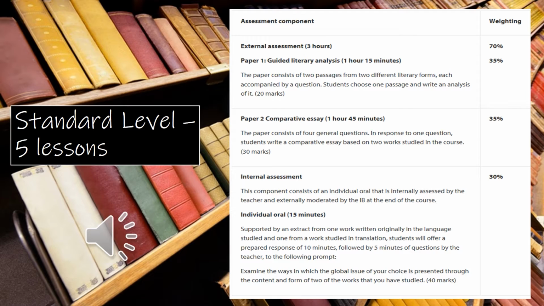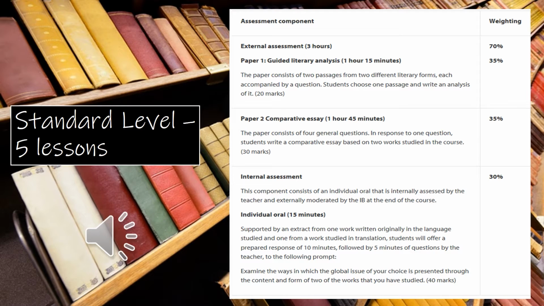We prepare students throughout the year for this unseen style of writing through the various different texts that they study with us. Paper 2 consists of 4 questions and students choose one of these. They have to write a comparative essay for this, and these are based on 2 of the works of literature that the students have already studied in the course.